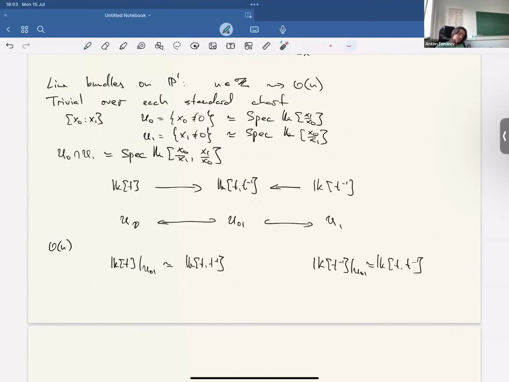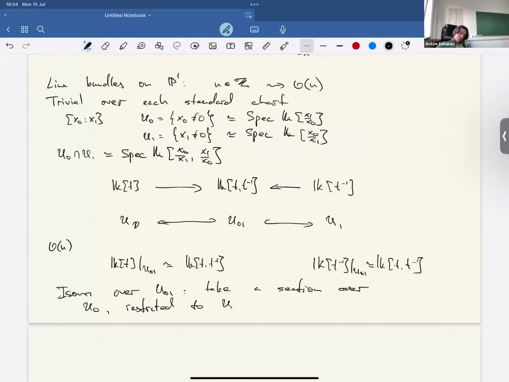And now I need an isomorphism of modules over the intersection. I need an isomorphism of this trivial module and this trivial module over the intersection. I need to pick an isomorphism. So the isomorphism over u01 will do the following thing. It will take a section over u0, restricted to u01, and then multiply by t to the power minus n.